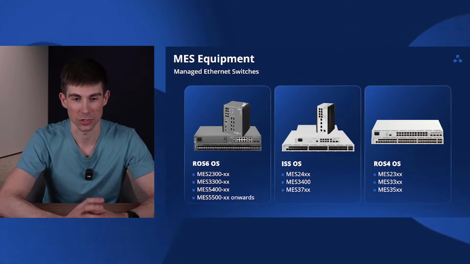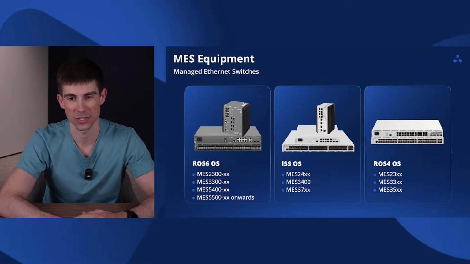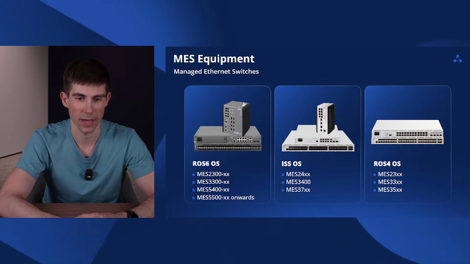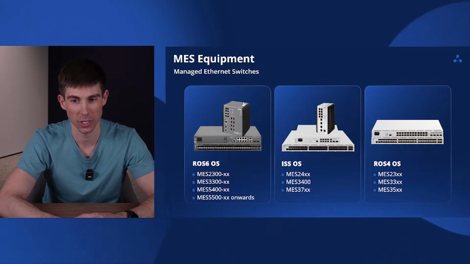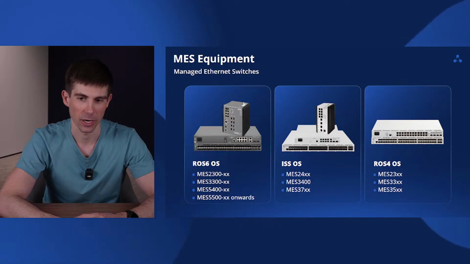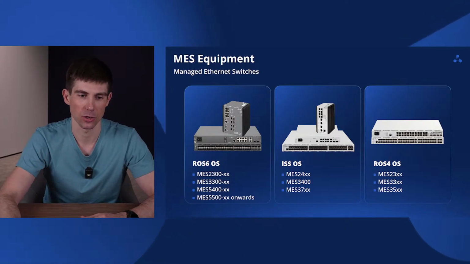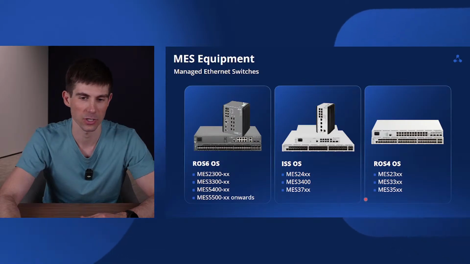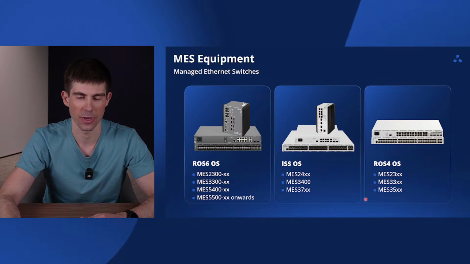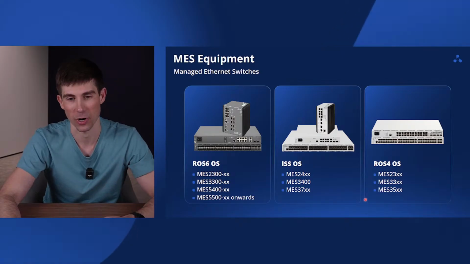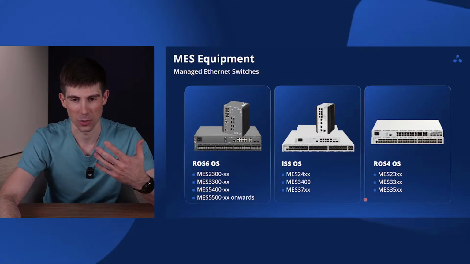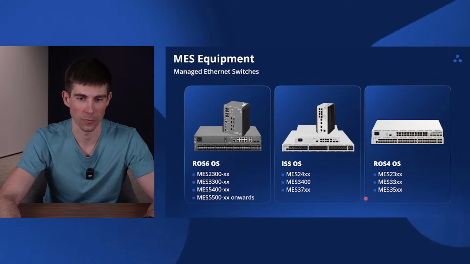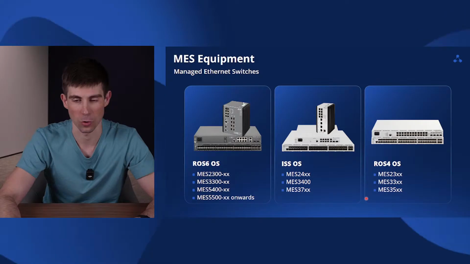ISS is another alternative operating system that is a little bit more cost effective, but has a little less routing functionality. It's what we call L2 switches, and ROS4 is actually what we had before ROS6 was released. This is the equipment we are gradually deprecating. We keep on selling, and we have really good pricing on those, the leftovers of this equipment, but we are not going to develop ROS4 operating system anymore.